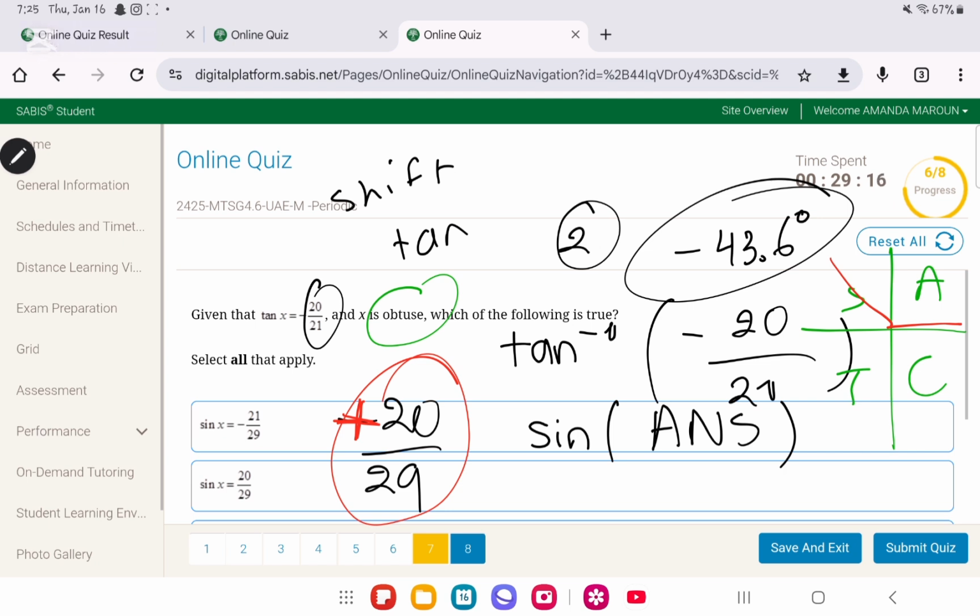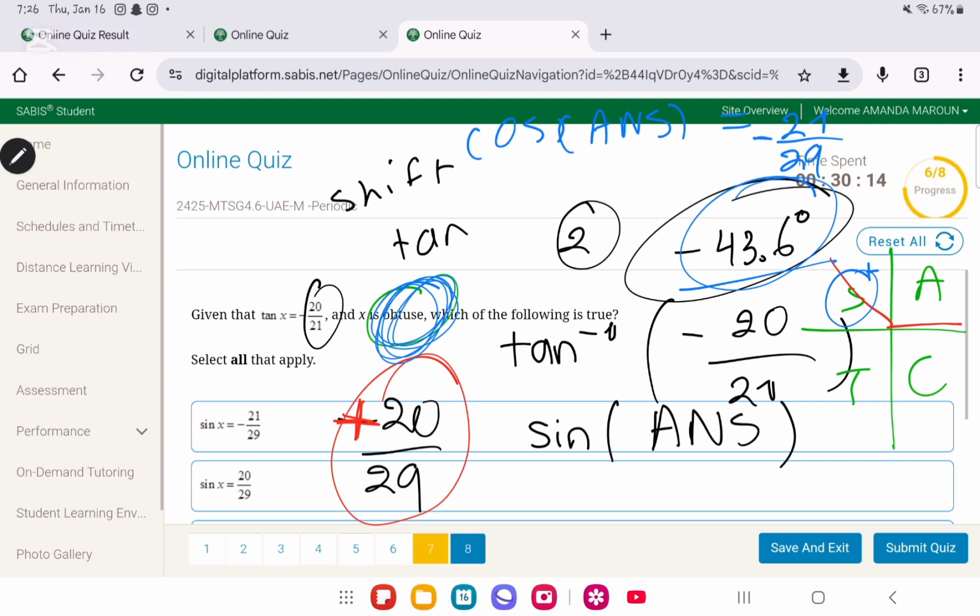Okay? And then finally, remember the answer that you got, which is minus 43.6. If you want to get it again, you can do shift tangent of minus 20 over 21. Now finally, for the cosine, you are going to do cosine of the answer. And it is going to give us 21 over 29. But because drawing it and it is obtuse, it is in the only sine positive quadrant, that means we are going to give it a negative sign.